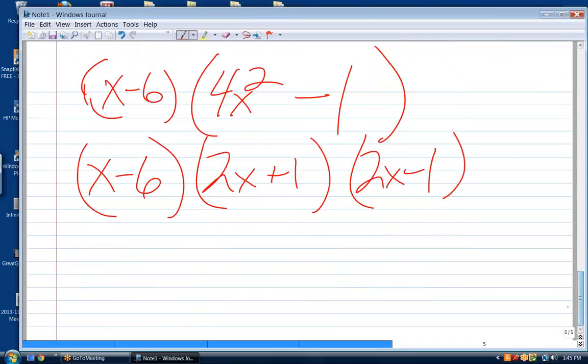And your zeros are 6, negative 1/2, and positive 1/2. Okay.